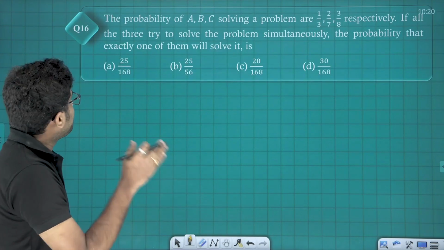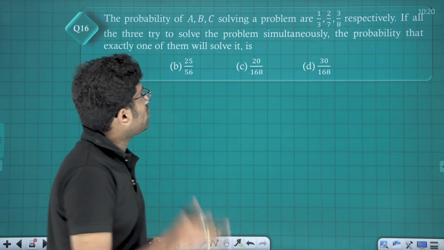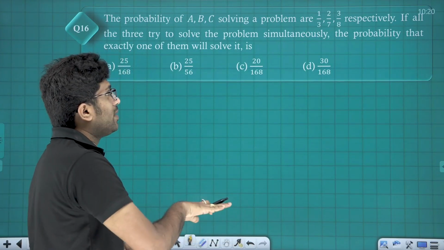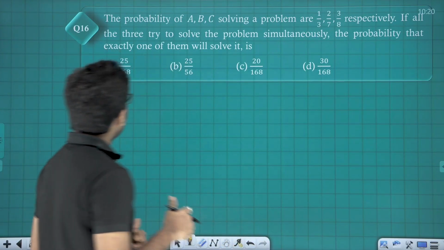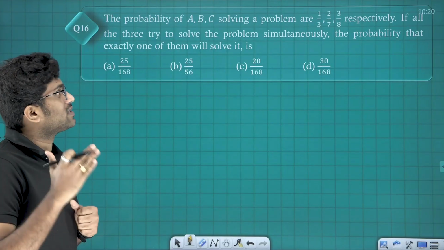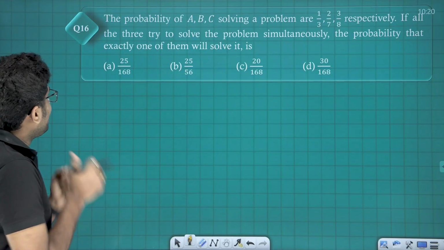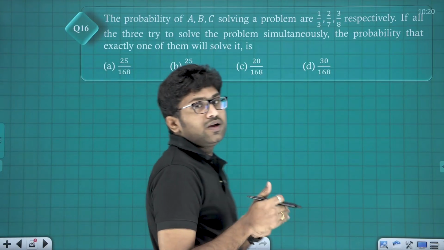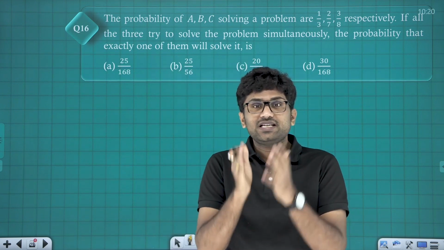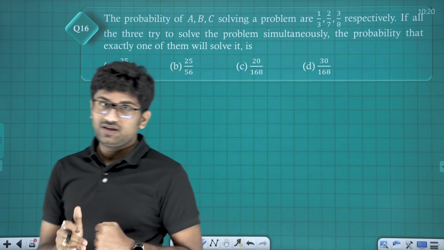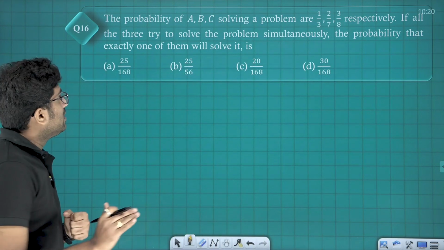Next question. The probabilities of A, B, C solving a problem are 1 by 3, 2 by 7, 3 by 8 respectively. If all the three try to solve the problem simultaneously, the probability that exactly one of them will solve it. Friends, first we have to understand that these three events are independent events.